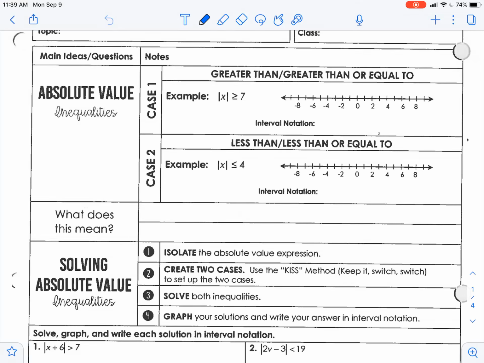Okay, welcome to today's video on absolute value inequalities. So I'm going to run through the two different cases for you, and then we'll solve some problems.